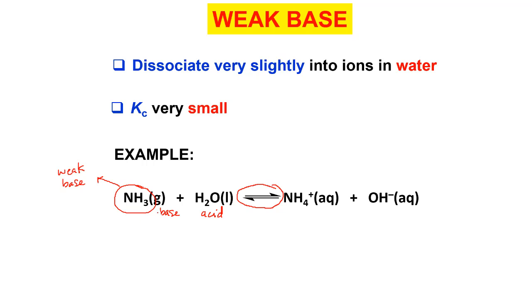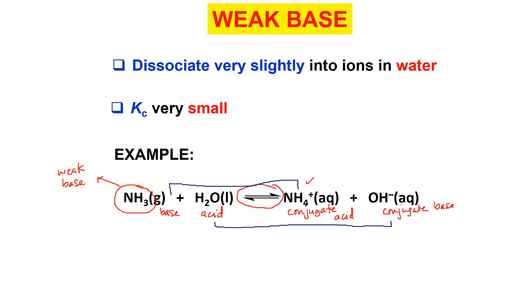When it accepts a proton, it forms ammonium ion, aqueous. So this ammonium ion is the conjugate acid of ammonia, and when water donates its proton, it forms hydroxide ion. So this hydroxide ion is the conjugate base of water. Every acid has its conjugate base pair, and every base has its conjugate acid pair. Alright?